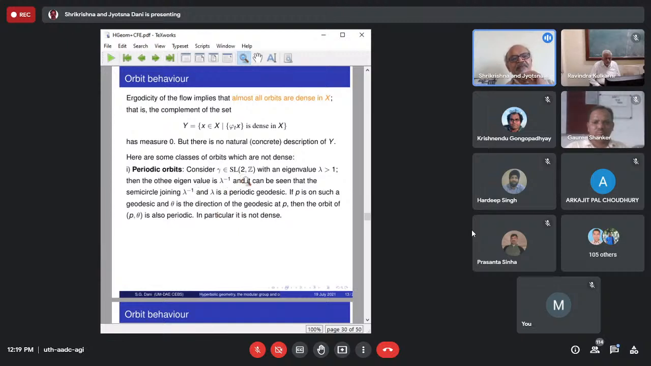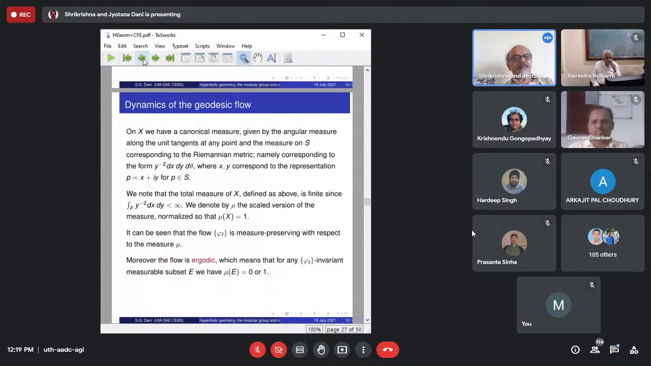If you take an element of SL2Z which has an eigenvalue lambda greater than 1, so for instance, you can take the matrix (2, 1; 1, 1), etc., the other eigenvalue will be lambda inverse, right? Now this lambda and lambda inverse. Let me go to the picture diagram.